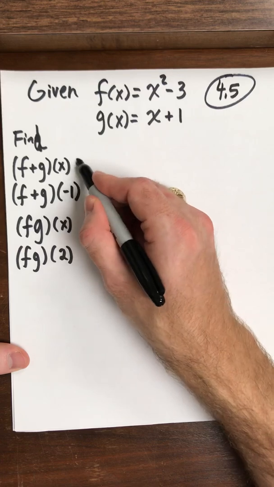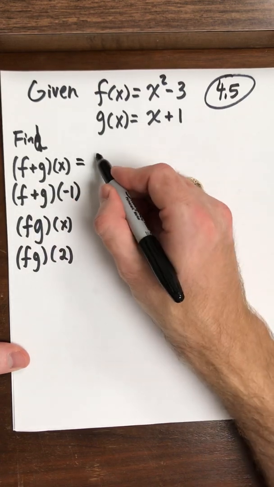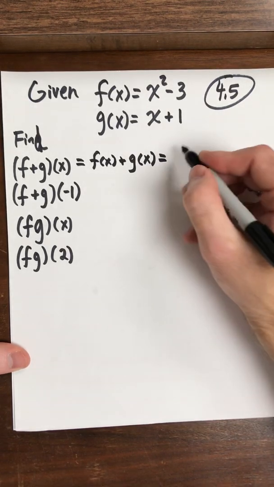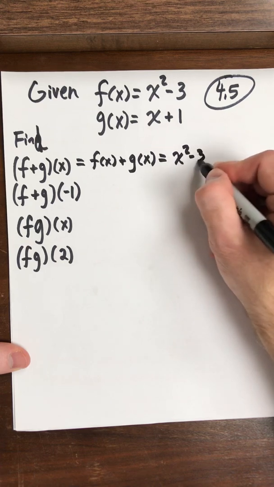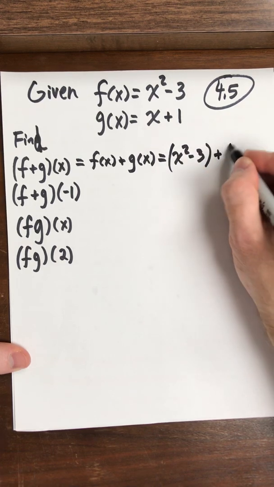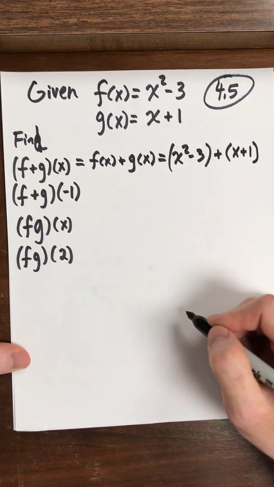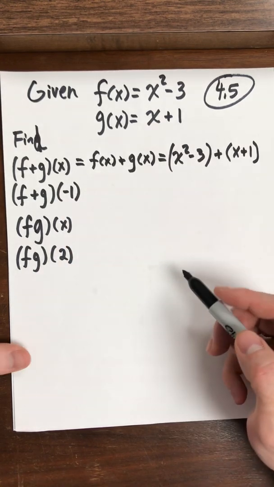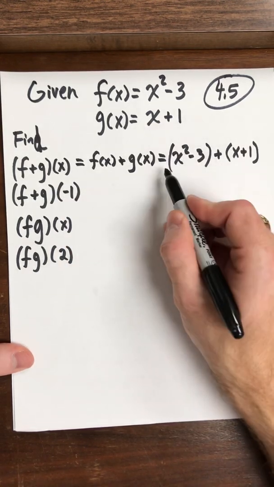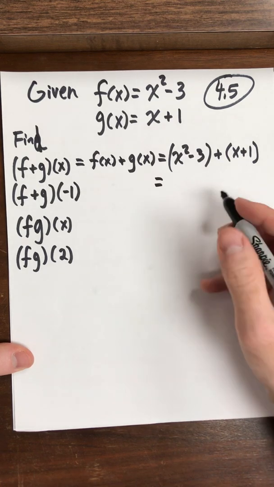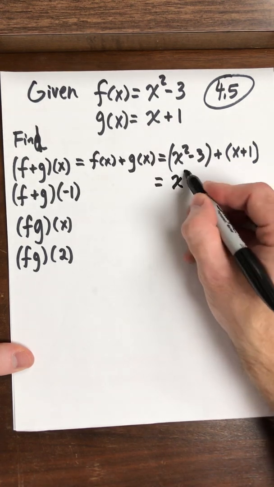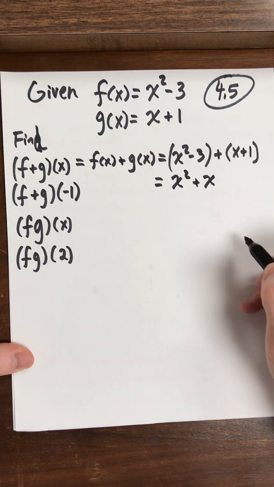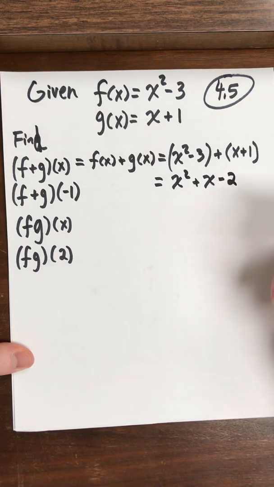I'm going to write out the definition for the sum of functions. That's f of x plus g of x, and this is going to represent (x squared minus 3) plus (x plus 1). Literally, the sum of the functions is the sum of the individual functions, okay? So when I have this here, all I've got to do is collect like terms. So this is just going to be x squared, okay? And then I have plus x, and then I've got a negative 3 and a positive 1. So that's going to give me negative 2.